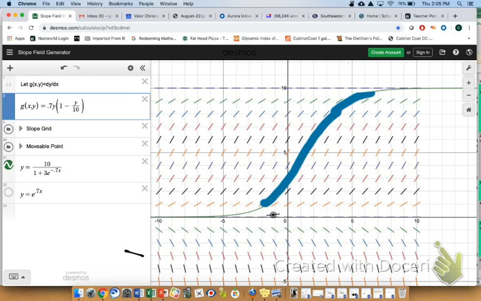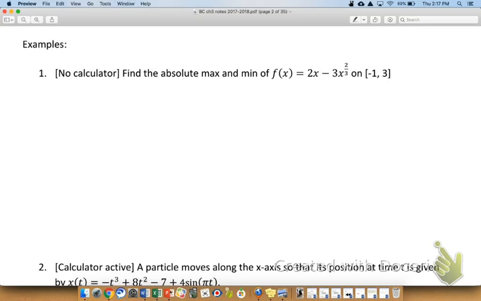Okay, fantastic. Would you guys grab the 3x5 cards on your table? We are going to do just a brief get-to-know-you thing. It says find the absolute max and min. What it's basically asking for is, what is the highest point and what is the lowest point? Another way to think of that would be the highest y and the lowest y.